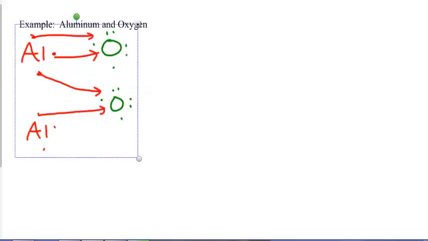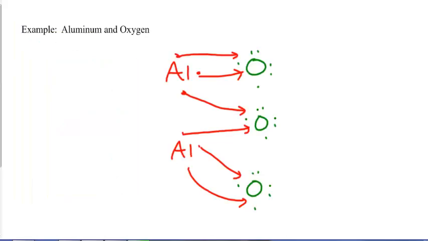Well, let's add another aluminum then. So if I add that next aluminum, it can give oxygen its second electron, but now aluminum still has 2 more to go. Okay, so let's add 1 more oxygen, and aluminum can give its last 2 electrons to that last one. So the formula for this one is going to be Al2O3.